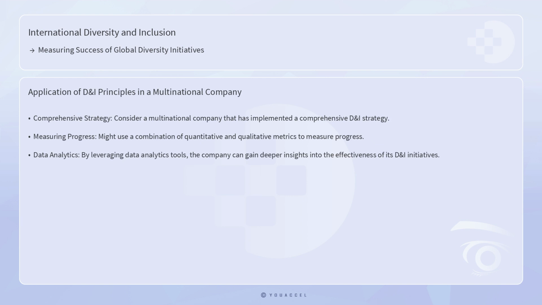To illustrate the application of these principles, consider a multinational company that has implemented a comprehensive D&I strategy. This company might use a combination of quantitative and qualitative metrics to measure progress, such as tracking the representation of different demographic groups across various levels of the organization, conducting regular employee engagement surveys, and benchmarking against industry standards. By leveraging data analytics tools, the company can gain deeper insights into the effectiveness of its D&I initiatives and identify areas for improvement.